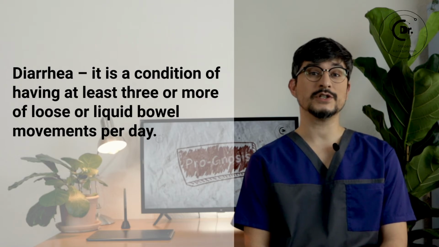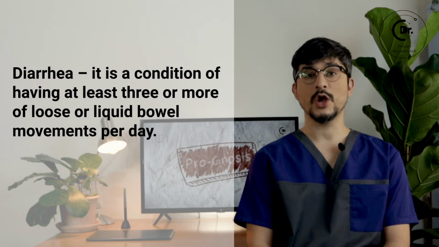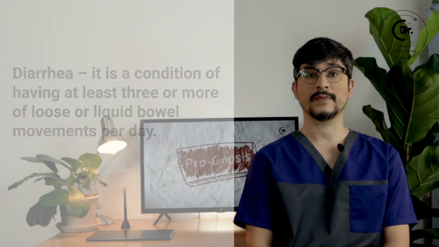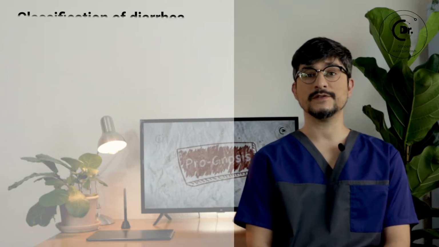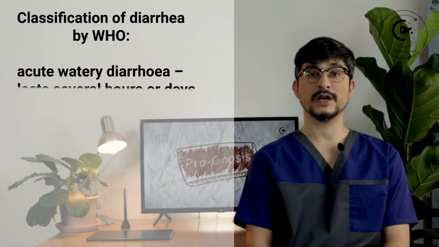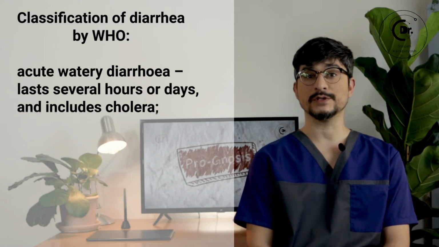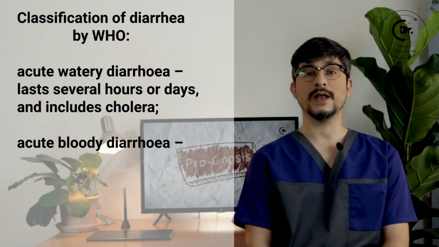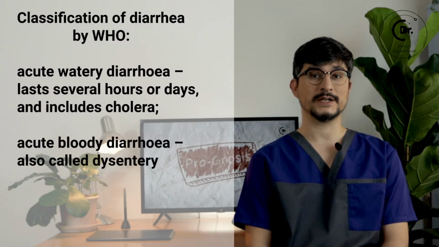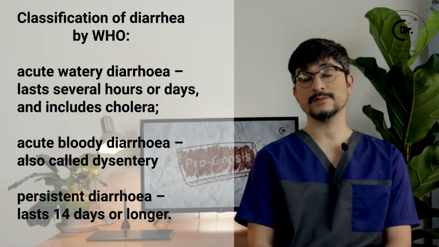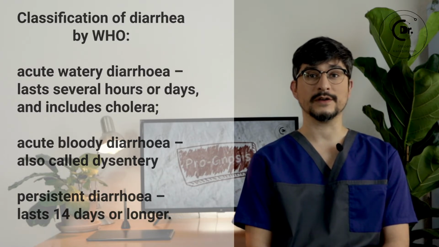Diarrhea is a condition of having at least 3 or more loose or liquid bowel movements per day. The World Health Organization defines 3 clinical types of diarrhea: acute watery diarrhea that lasts several hours or days and includes cholera; acute bloody diarrhea, also called dysentery; and finally, persistent diarrhea, which lasts more than 14 days or even longer.